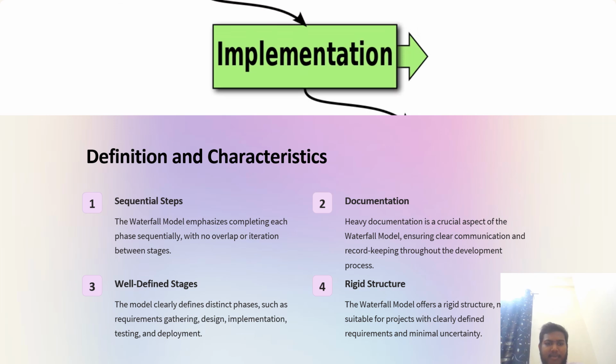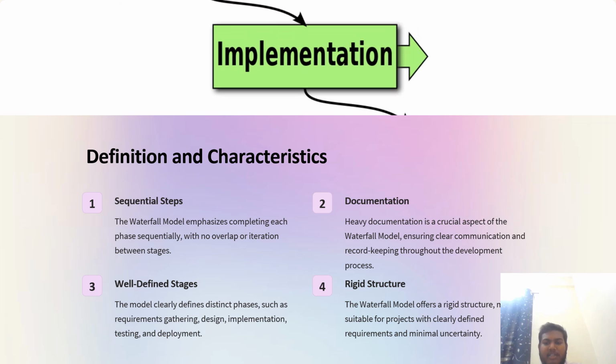First, sequential steps. The waterfall model emphasizes completing each phase sequentially, with no overlap or iterating between the stages. Next, documentation. Heavy documentation is a core concept of the waterfall model, ensuring clear communication and record keeping throughout the development process. Next, well-defined stages. The model clearly defines the distinct phases such as requirement gathering, design, implementation, testing and deployment.